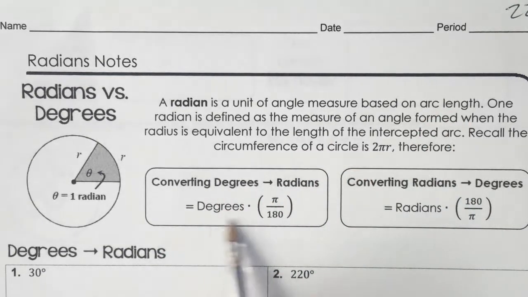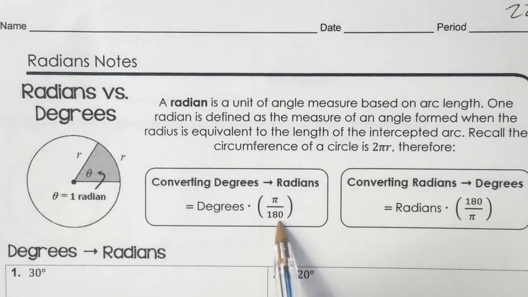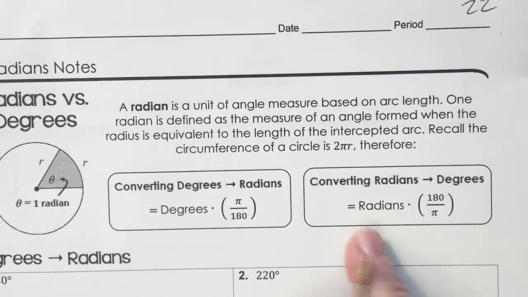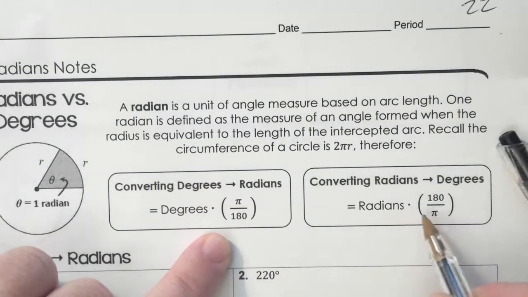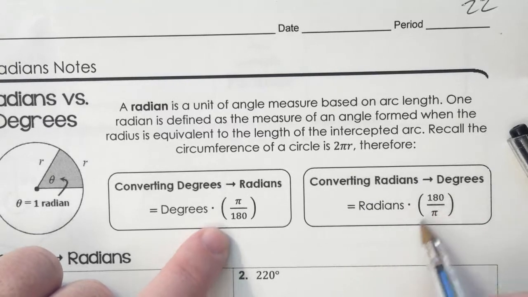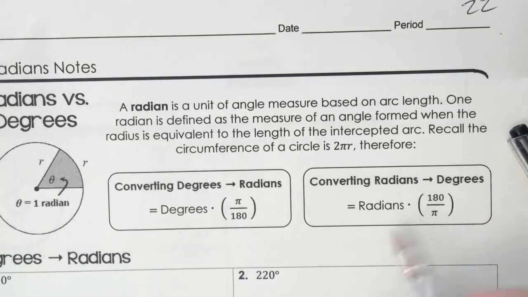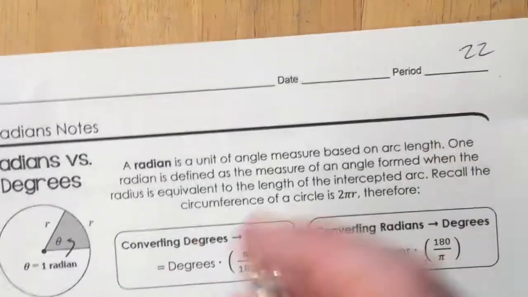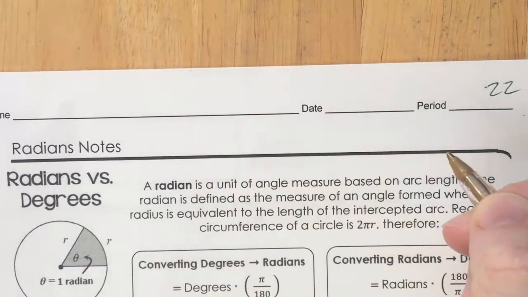Therefore, degrees times pi over 180. That's how you change it into radians, and vice versa. For radians, we would just flip this, so going back to degrees it's radians times 180 over pi. So basically, just to give you an idea of what I'm talking about.